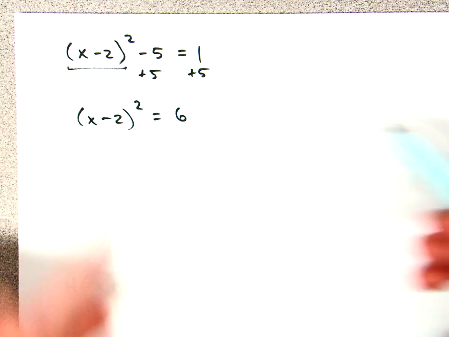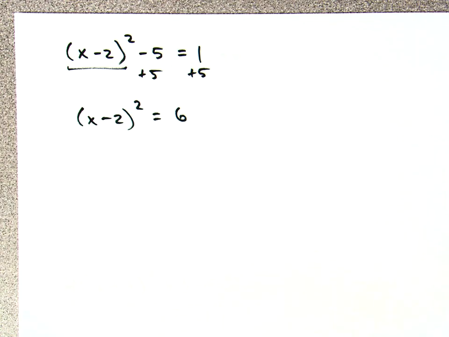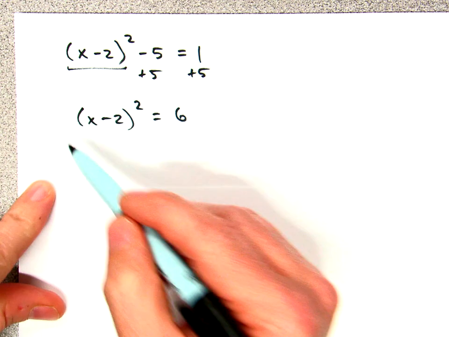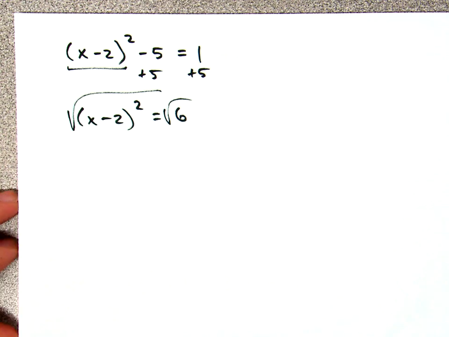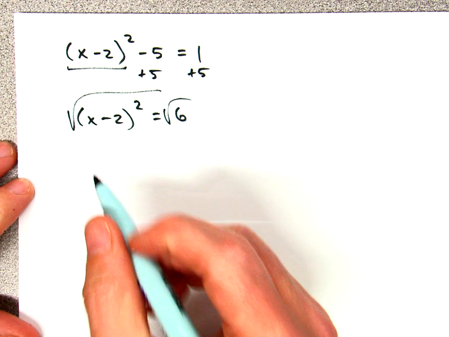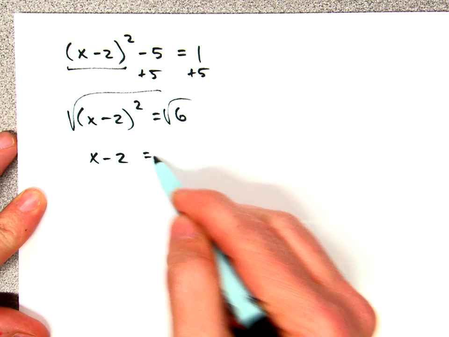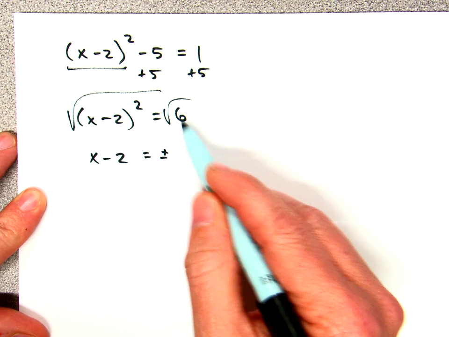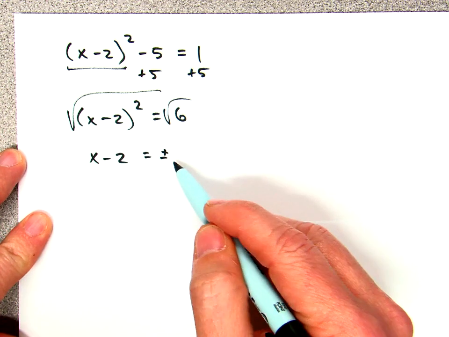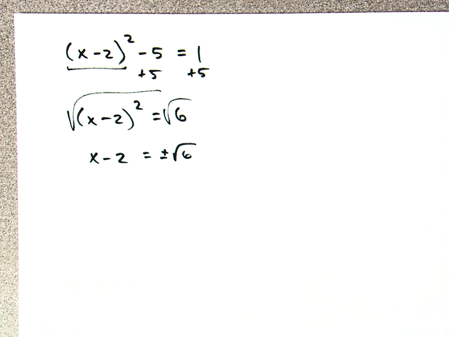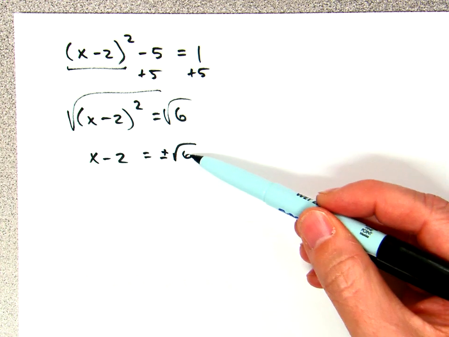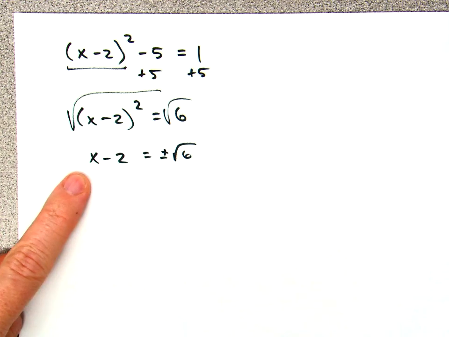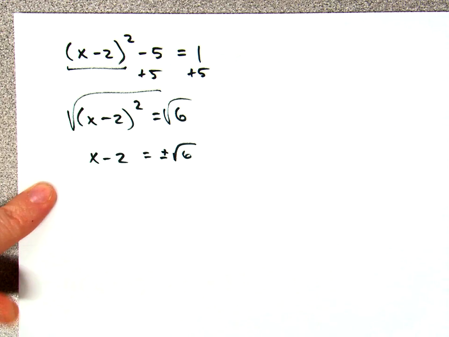5 and 1 makes 6, right? Now that the square is the only thing on this side, I know that a square root will be effective. So if I square root both sides, I'm just left with an x minus 2 over here. I put a square root on this side, gotta not forget plus or minus root 6. Now root 6 isn't a perfect root, nor does it simplify. So we're just going to leave it as root 6. But we're still trying to get x by itself, which is fine, right?